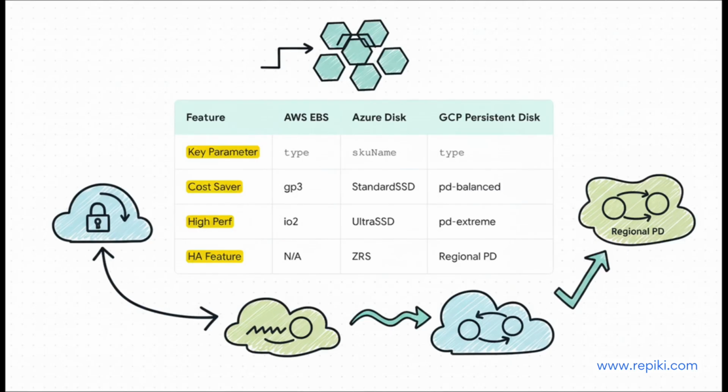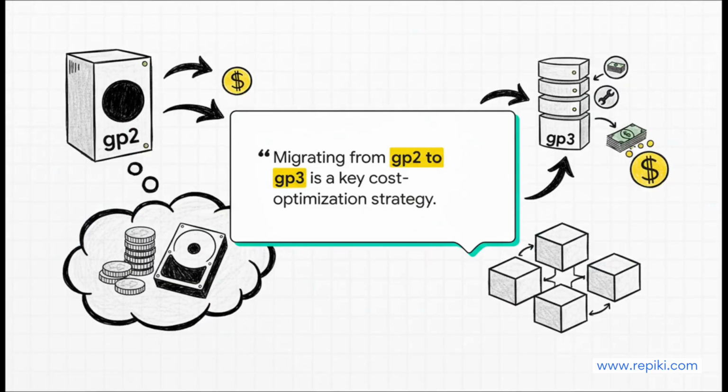This table is awesome. It breaks it all down. You can see they all have their own names for disk types, but look down at that high availability feature. This is a big one. AWS EBS volumes are stuck in a single zone, but Azure and GCP, they both offer options that automatically replicate your data across zones. For high availability, that can be an absolute lifesaver. Hey, and if you're running on AWS, listen up, because this quote right here is pure gold. With the old GP2 volumes, performance was tied to size.